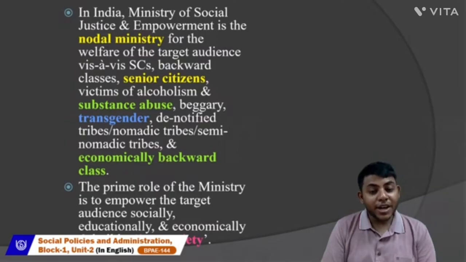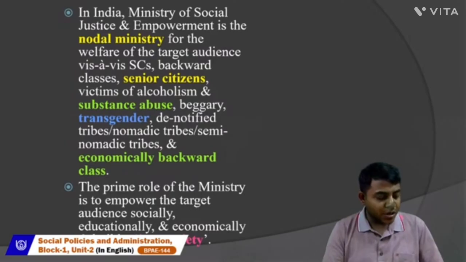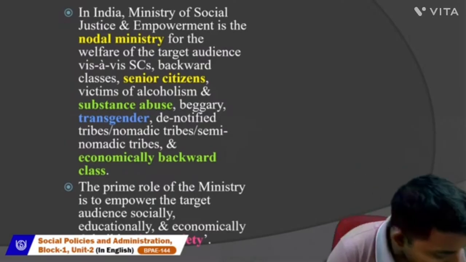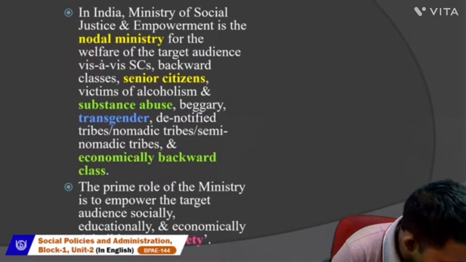So, and also the denotified tribes, the nomadic tribes, the semi-nomadic tribes, as well as the economically backward class. So the government of India also took steps to give representation to the economically weaker sections when it passed the 103rd Amendment to the Constitution in 2019. So 10% seats in government offices and educational institutions were then reserved for the economically weaker sections from amongst the general castes.